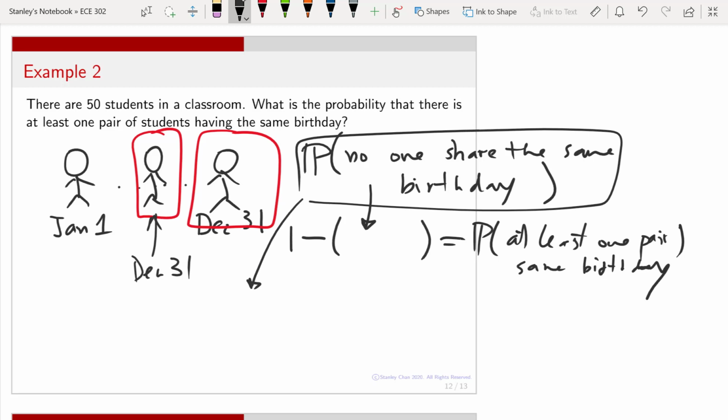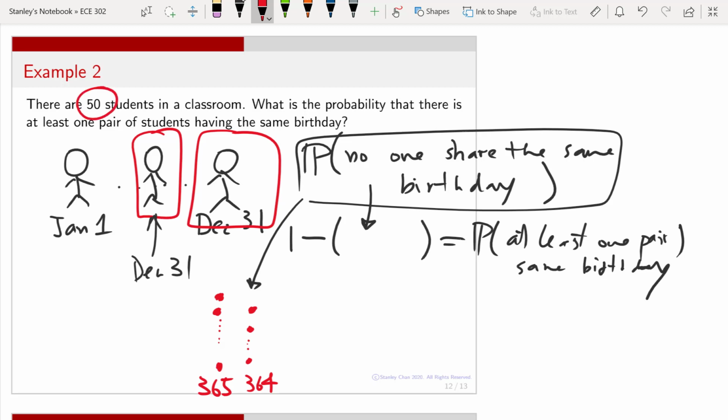This probability wants to ask, the first one picks a day, and then the second one picks a different day. So you can go to this experiment here. You have 365 choices for the first student. Now, how about the second student? Well, the second student will clearly have 364 options, because the person cannot pick the same day as the previous person. If the second person has the same birthday as the previous person, then you're not calculating this probability. So you only have 364 options for the second guy.